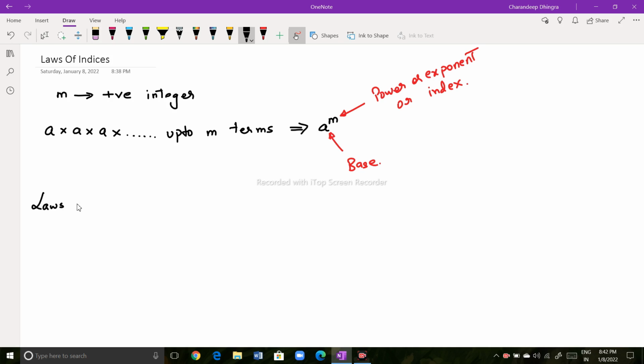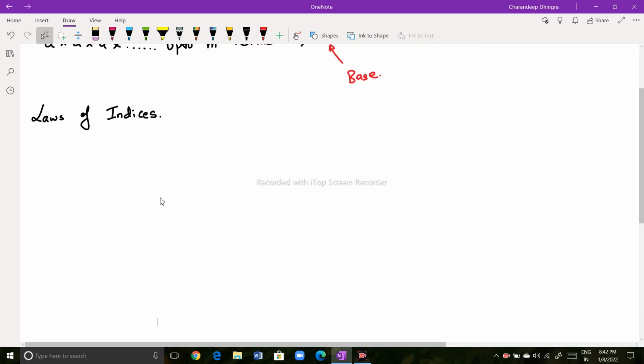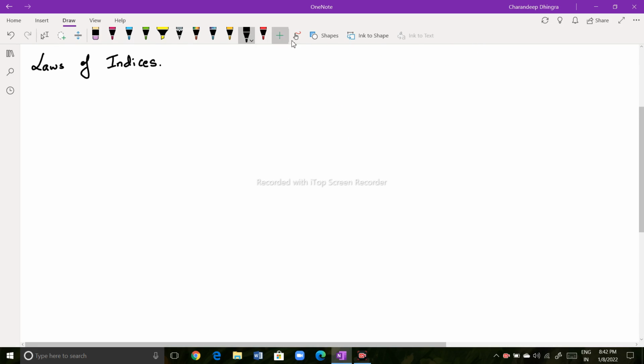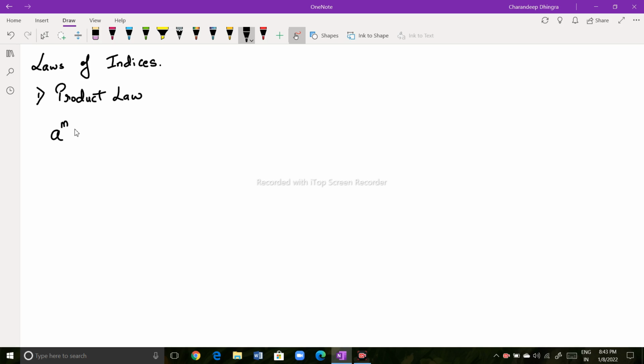So we'll see laws of indices. Let's see the first law, that's product law. What is product law? If a raised to m into a raised to n is there, that means the base is same and the powers may be same or different. We can take single base and add the powers. This is product law.